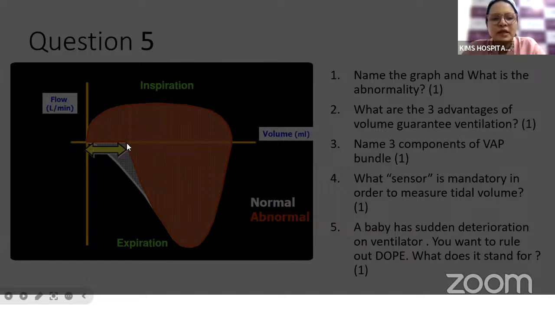But here you can see that on the volume line or on the x-axis, the expiratory loop doesn't reach the point where the inspiratory loop started. So this is representative of some volume that is lost or leaked during expiration. So this is representative of air leak.